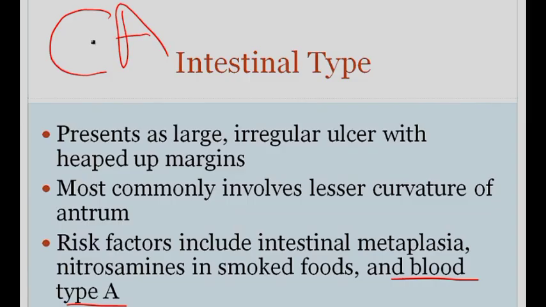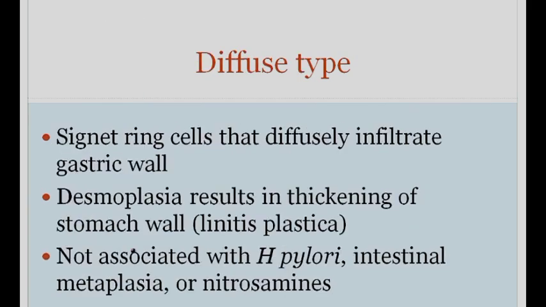At least that's the way that we do it as pathologists. And so maybe that A will help you remember that there's an association of intestinal type of stomach cancer with blood type A.